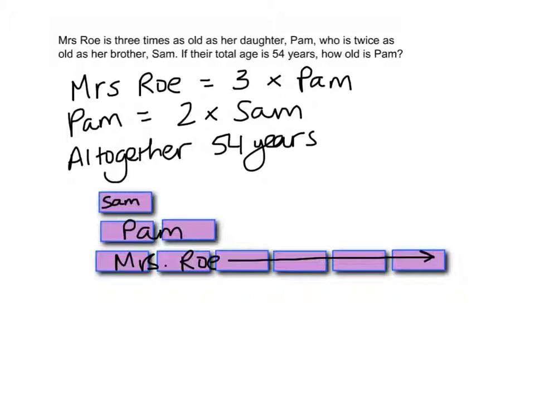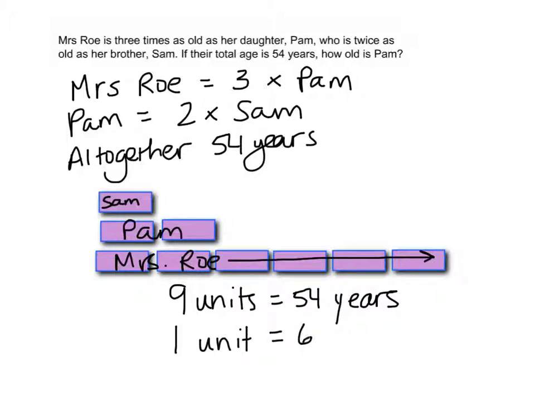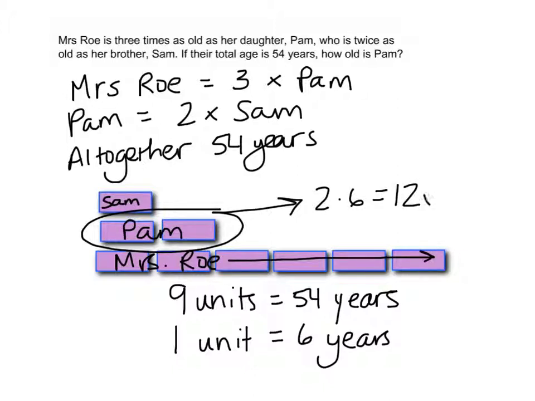So at this point now we're going to look at this and say, well, how many units is that total? We have a total of 1, 2, 3, 4, 5, 6, 7, 8, 9 units. So we have a total of 9 units, and 9 units is equal to a total of 54 years. 9 units equals 54 years. So that means 1 unit would equal 6 years. If 1 unit is equal to 6 years, and Pam, her age is made up of 2 of those units, well, that's 2 of those 6. Pam is 12 years old. And we have figured it out.